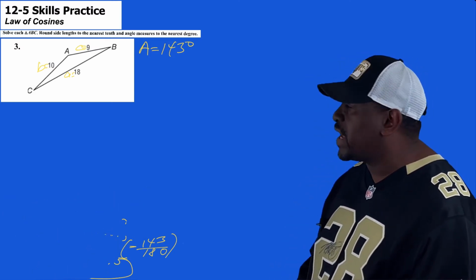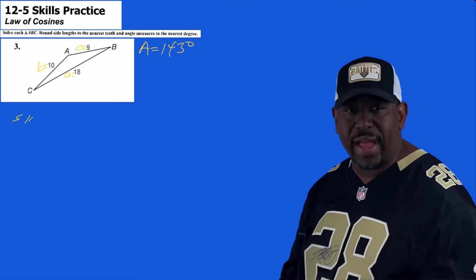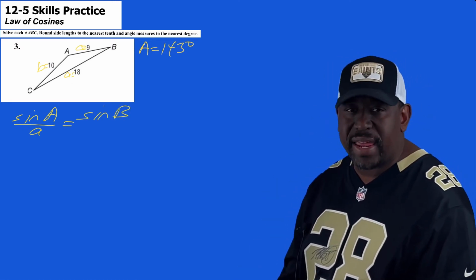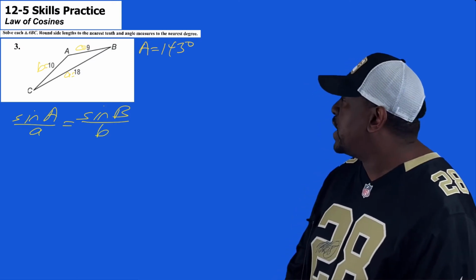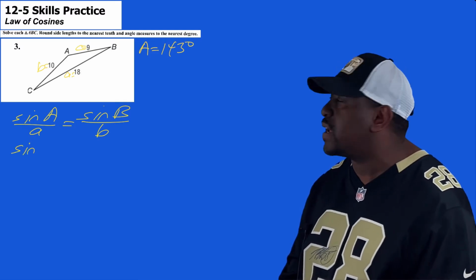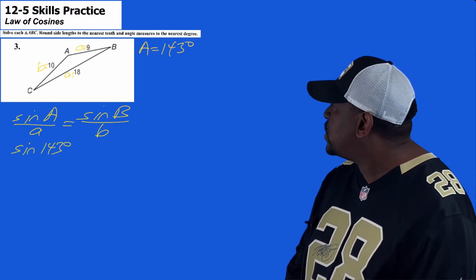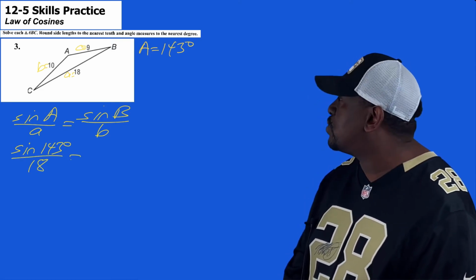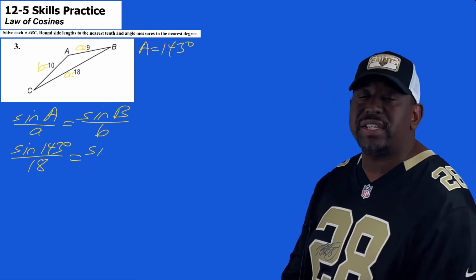Now, once we have angle A, we can use the law of sines to find our other 2 angles. Because we have angle A and we have side A, which is 18. So that's what we're going to do. We're going to go sine of A over side A is equal to sine B over side B. So we're given 3 of these 4 components. We plug it in, we solve for angle B that's not given. So we have sine of 143 degrees over 18 equals sine of B over 10.